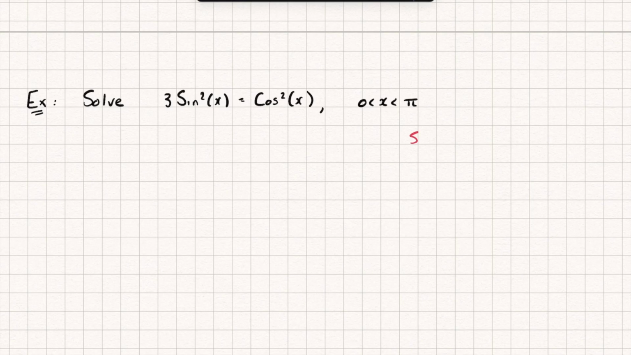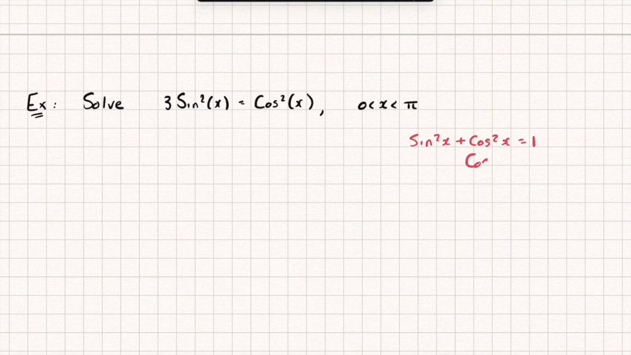I could use sine squared of x plus cos squared of x is 1 and rewrite either of these terms. So for example, if I take that identity and I subtract sine squared from both sides, I get cos squared of x is equal to 1 minus sine squared of x. Now I could rewrite the right hand side of this equation as 1 minus sine squared of x.